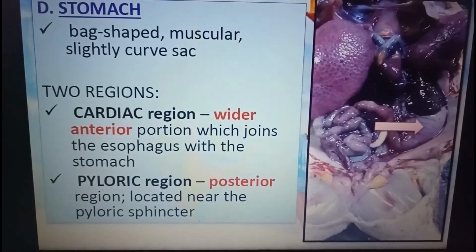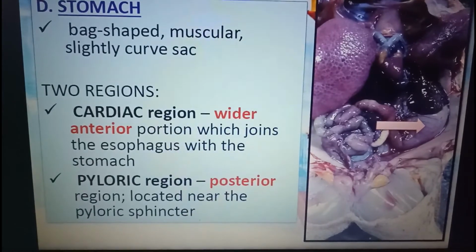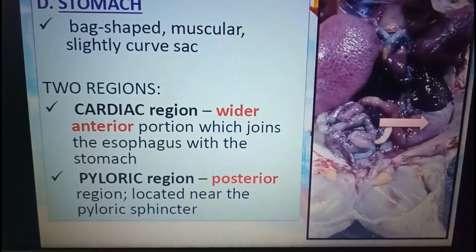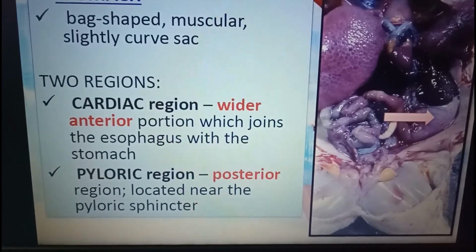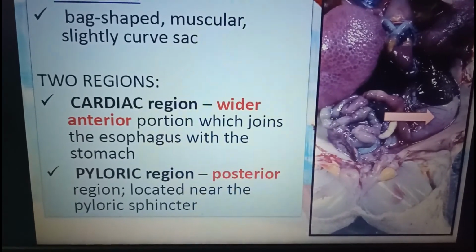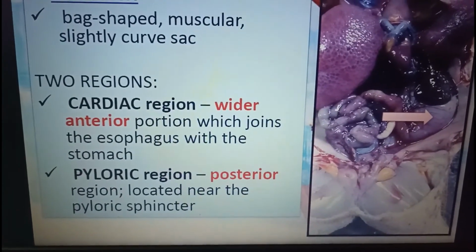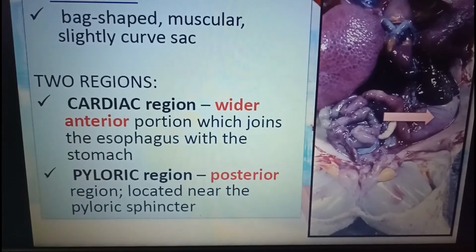And the stomach is divided into two regions, the cardiac region and the pyloric region. The cardiac region is wider, and it is in the anterior portion, which joins the esophagus with the stomach, and the pyloric region is the posterior region, which is located near the pyloric sphincter.